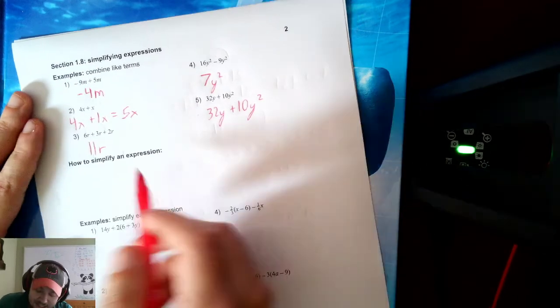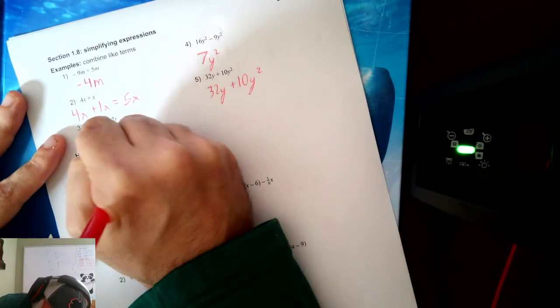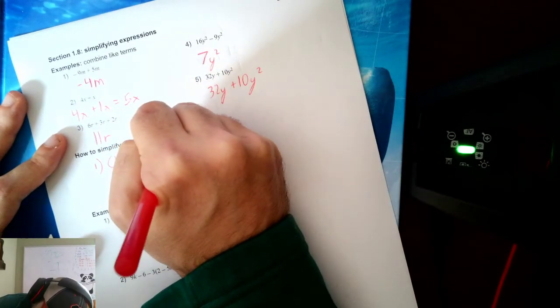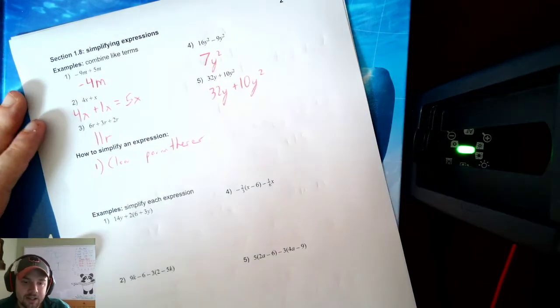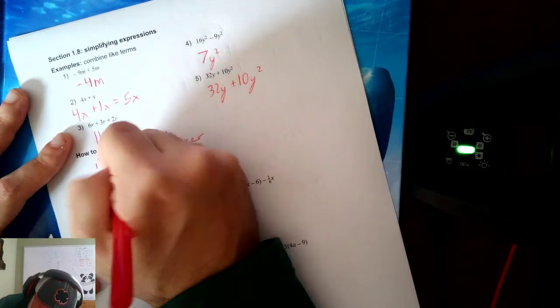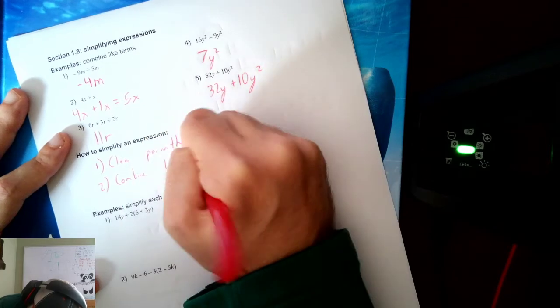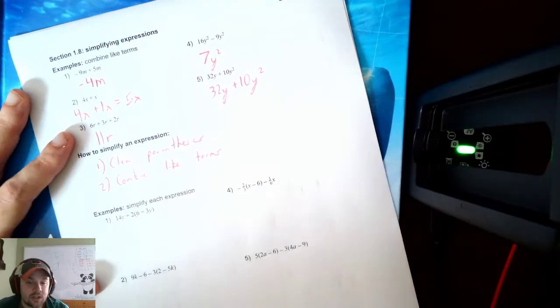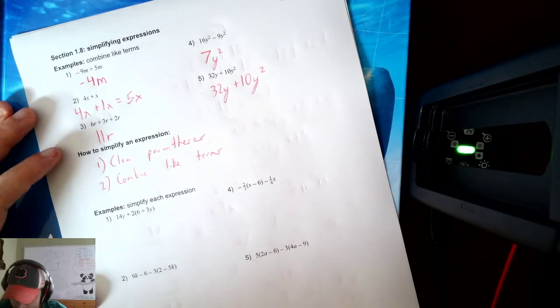So what steps do we take when simplifying an expression? Well, step one, we need to clear parentheses. If the question has parentheses in it, the first step is get rid of them. You have to clear parentheses. Then the second step is combine like terms. Those are the two steps. We get rid of the parentheses, then we combine any like terms we can.